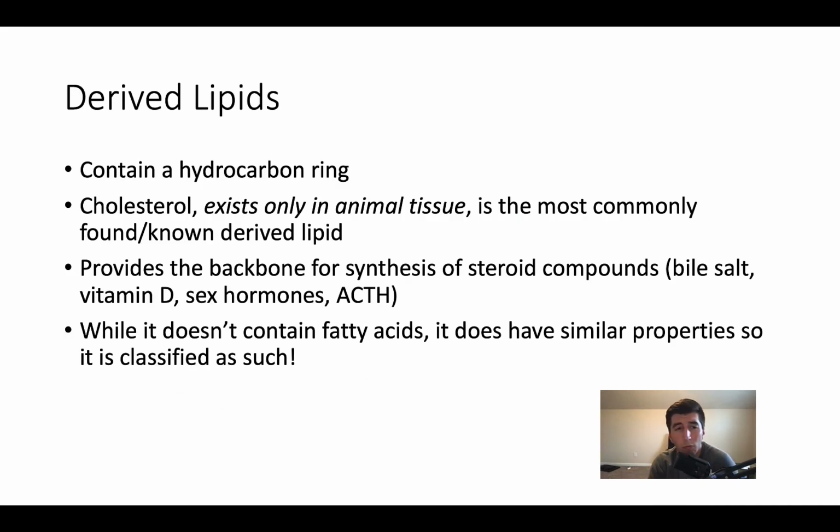So our derived lipids are going to be the ones that contain the hydrocarbon ring. Don't freak out about what the hell is a hydrocarbon ring. It's okay, right? I promise you, I'm not going to kill you guys on this type of stuff right now. Essentially, derived lipids come in a couple different forms. The main one is going to be cholesterol. And cholesterol is only in animal tissue. We're only going to get cholesterol in the diet from animals. You're not going to get it from plants. So it's going to be the most commonly found and known derived lipid, and it's going to be the most important inside of humans.